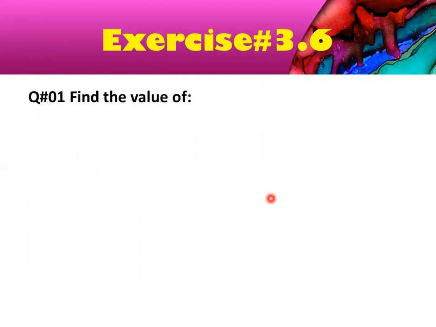And question number 1 is find the value of. Now what you have to do, simply you have to find out the value of 5 upon 7 of 210 meter. Now please keep it in your mind that 5 upon 7 of means you will replace the sign of with the sign of multiplication. So 5 upon 7 multiplied by 210.